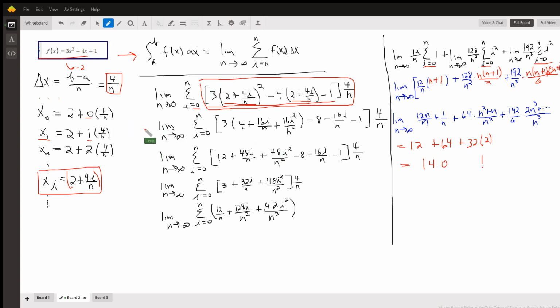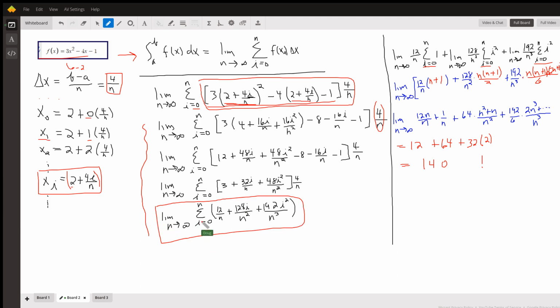And I won't go through all the algebra. This is all algebra down to here. I squared this binomial, distributed the -4, and distributed this 4 over n. After simplification, this is what we got to. And now we're going to use summation properties to evaluate this as n approaches infinity.